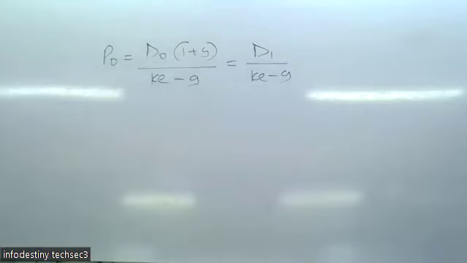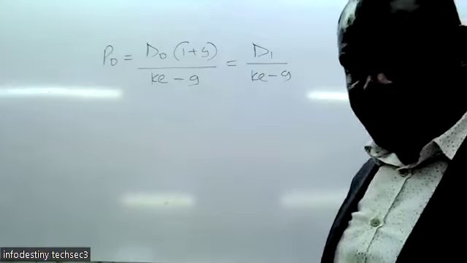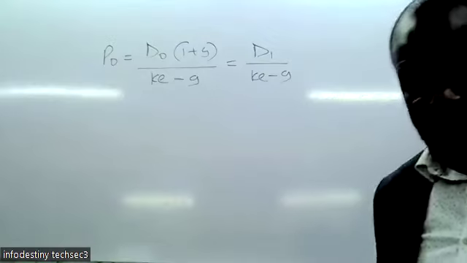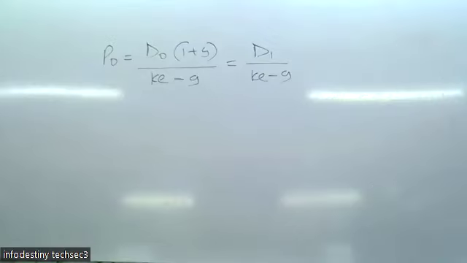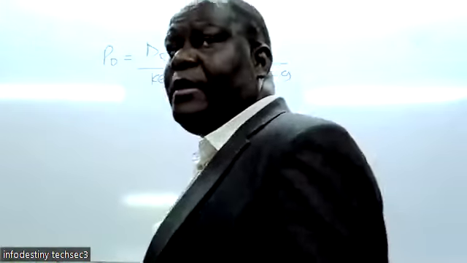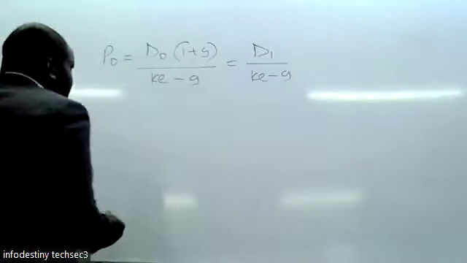Then another paragraph is that there are normally two methods of computing the constant growth rate as follows.